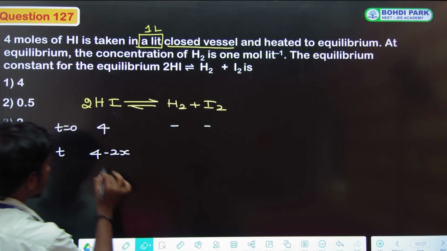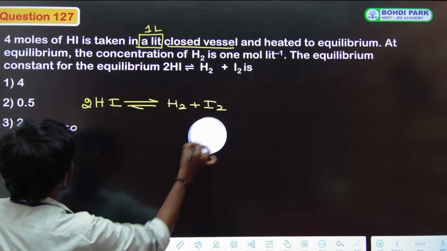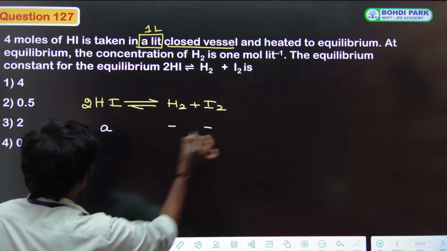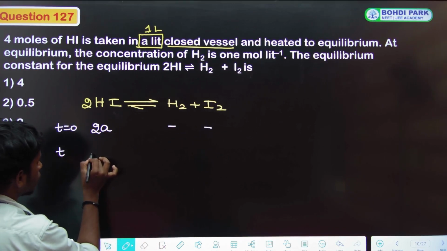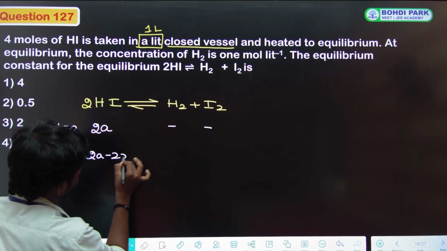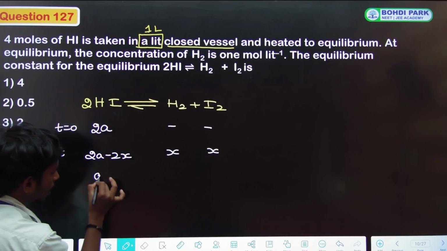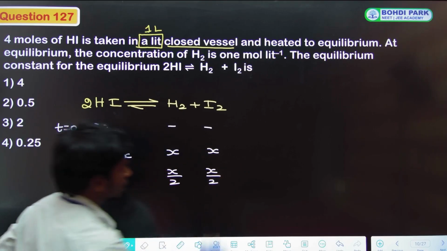So we can rewrite the same equation in a different pattern also. Initially it is A moles, here dash, here dash. So we can write 2A minus 2x is reacted. So x amount will be formed here and x amount will be formed here. So A minus x is equal to x by 2 into x by 2, என்னால மாத்தி எழுதிக்க முடியும்.